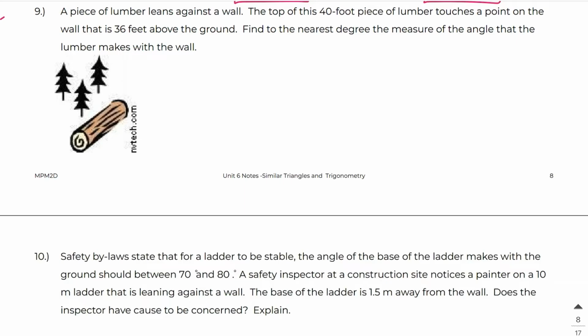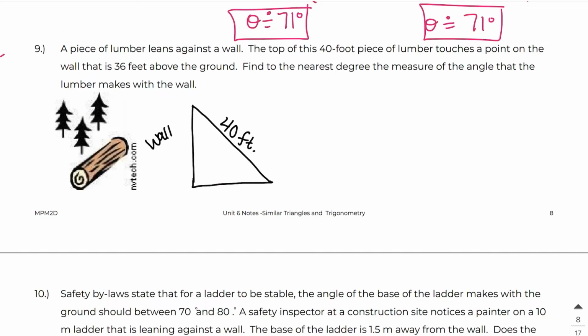So right here, this black line represents the wall, and then we have our piece of lumber that's leaning against the wall. The top of this 40-foot piece of lumber, so we know that this is 40 feet, touches a point on the wall that is 36 feet above the ground. So that means that from here to the ground is going to be 36 feet. Okay, find to the nearest degree the measure of the angle that the lumber makes with the wall.